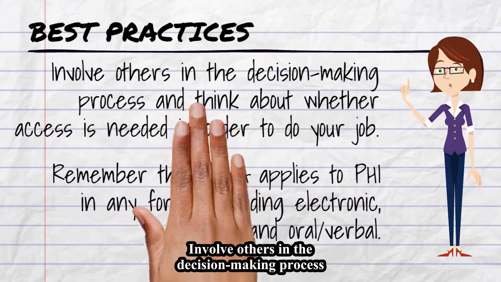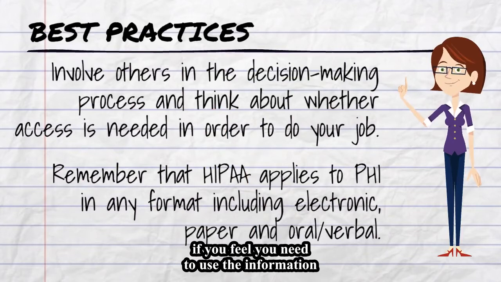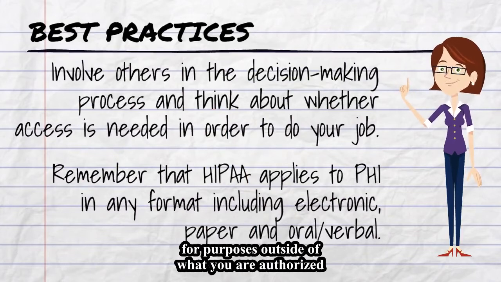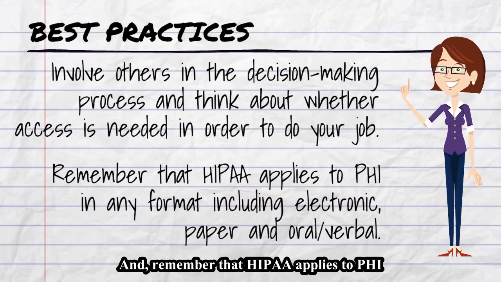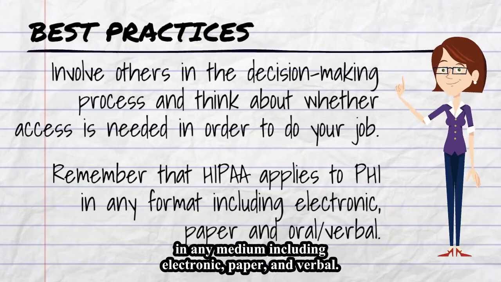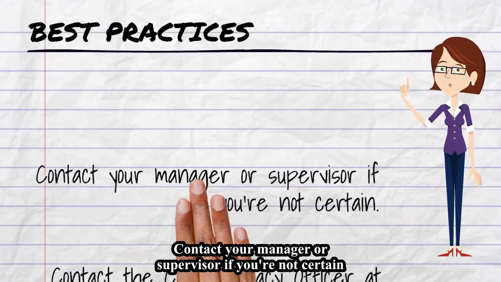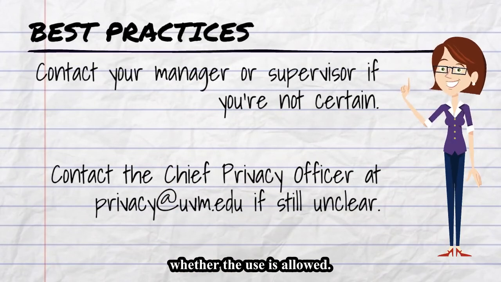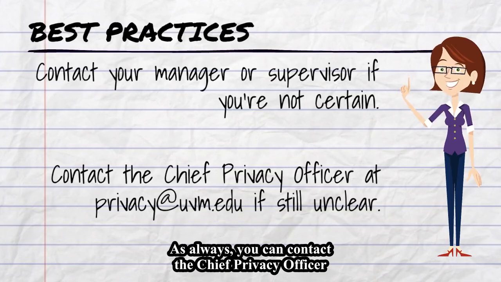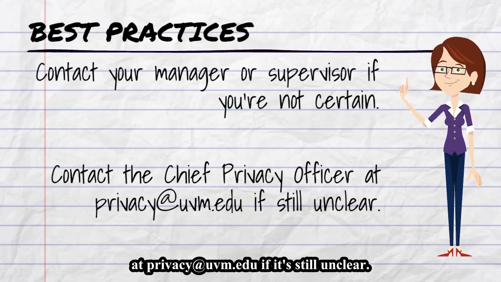Involve others in the decision-making process if you feel you need to use the information for purposes outside of what you are authorized to do for your job. And remember that HIPAA applies to PHI in any medium, including electronic, paper, and verbal. Contact your manager or supervisor if you're not certain whether the use is allowed. As always, you can contact the Chief Privacy Officer at privacy@uvm.edu if it's still unclear.